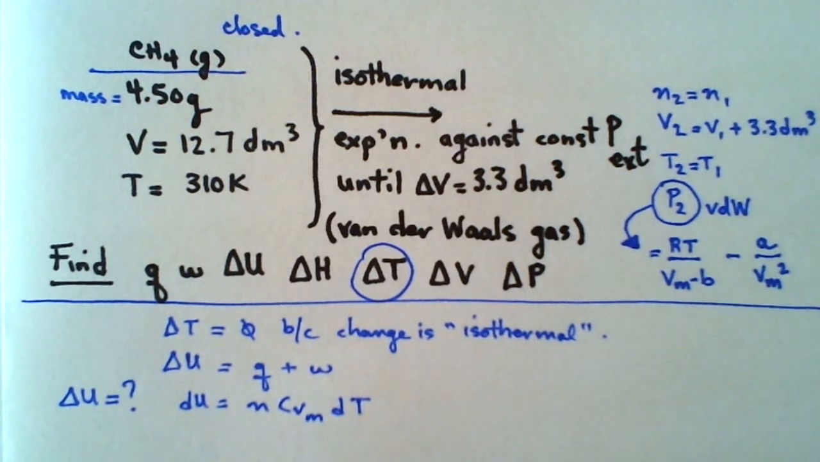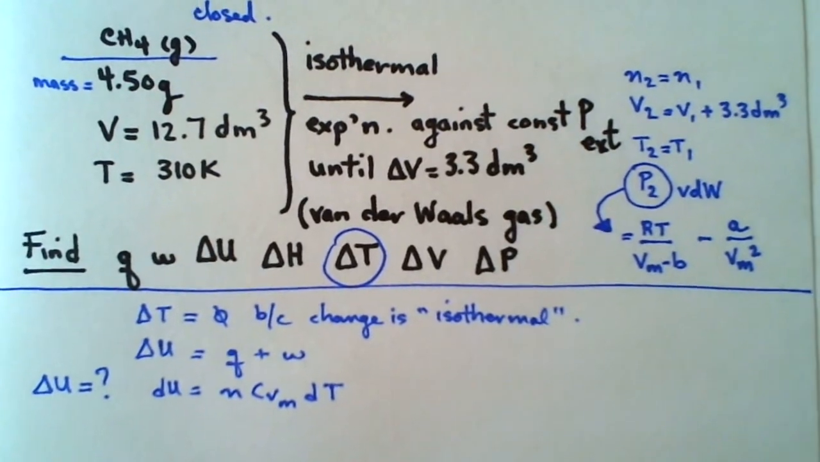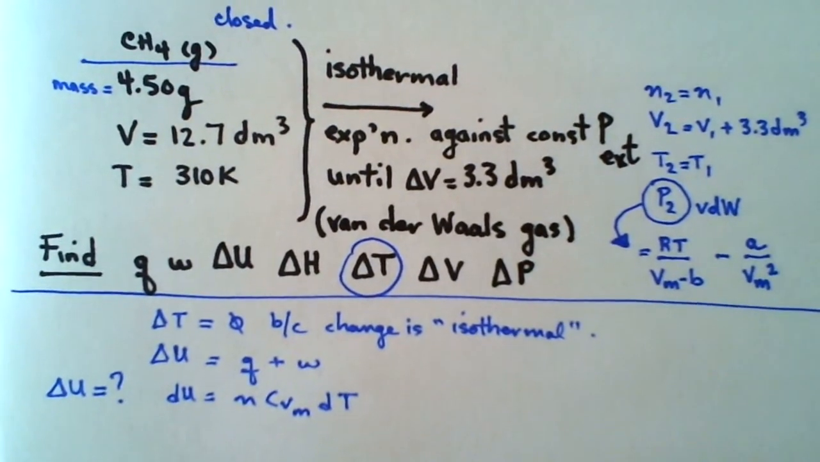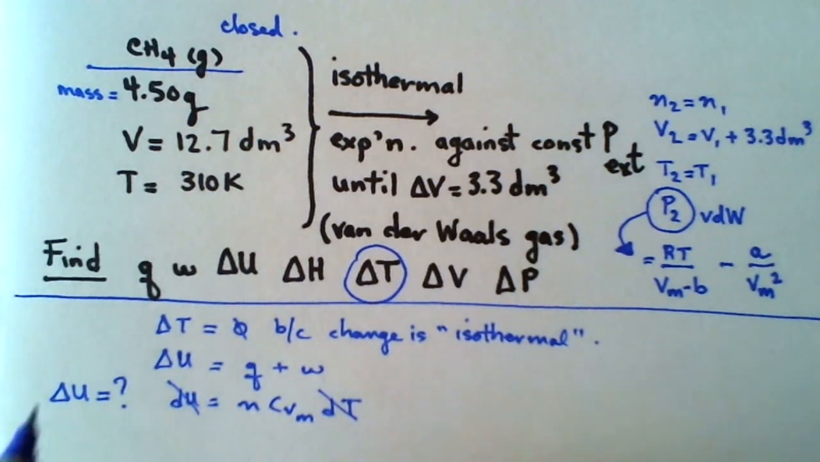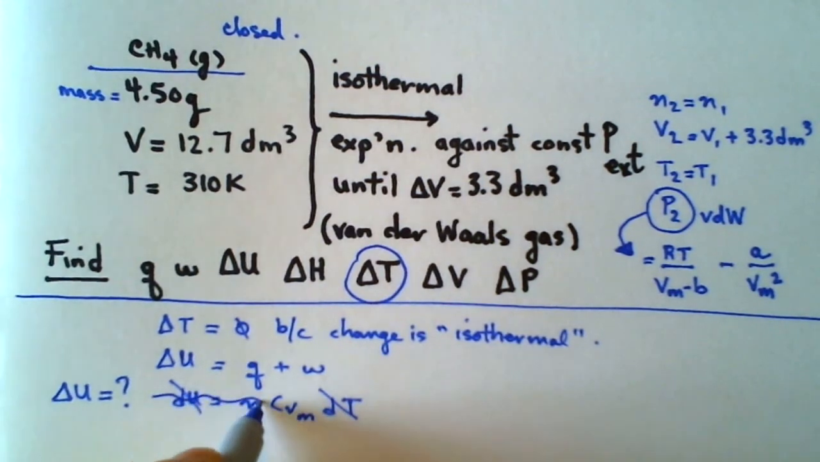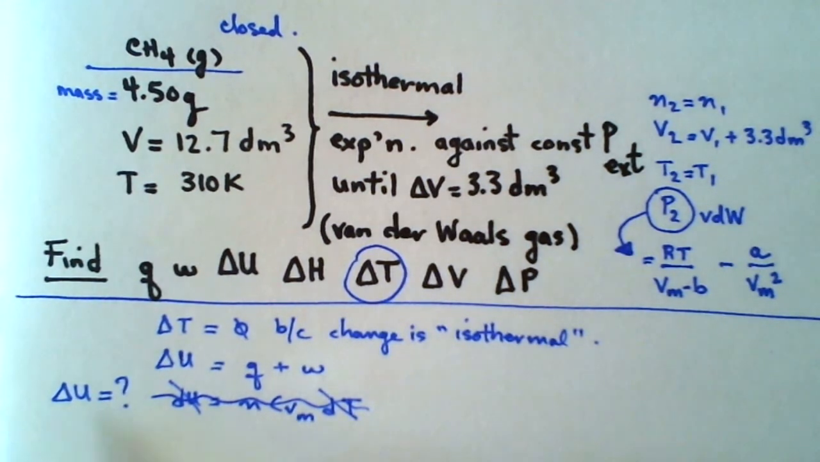I'm having a sip of coffee while you think about that. It's not going to help us because it's isothermal. And that dT is going to be 0, and that's going to make this 0, and we're back to the condition where that was true. Delta U is 0 for a perfect gas. And so that's not a good way to go. I don't really have anything else for delta U that I can think of.